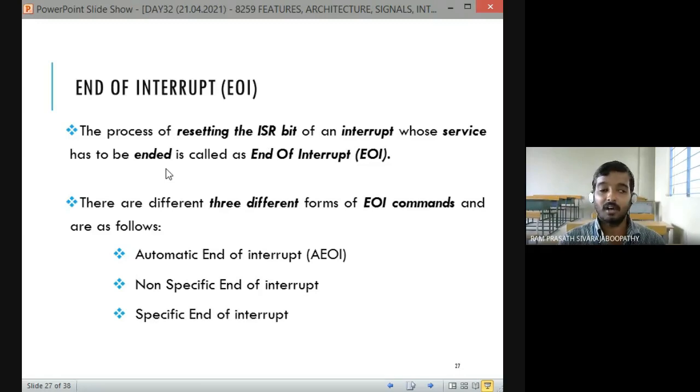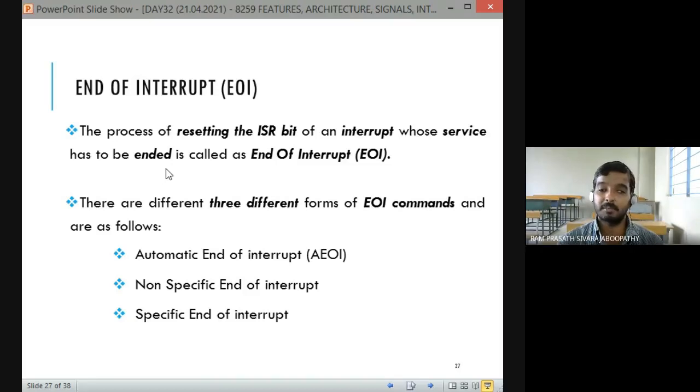Okay, so automatic end of interruptனா நம்ம ஆல்ரெடி சொல்லியாச்சு, நம்ம end of interrupt command கொடுக்க தேவையில்ல. Once the ISR routine starts, at that point of time automatically ISR bit of the corresponding interrupt clear ஆயிடும். அது பேர் தான் automatic end of interrupt. மீதி 2 மெத்தட் இருக்கு. அது என்ன?